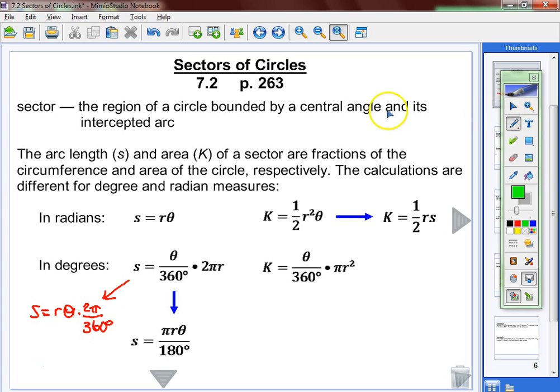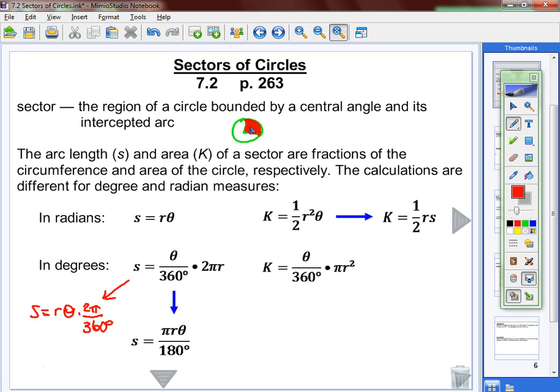We talked about sectors of a circle: the region of a circle bounded by a central angle and its intercepted arc. Arc length is how long the sector is. So if we have a circle and we have a central angle, the arc length would be the length of this part of the circle. The area would be the space inside the actual sector.